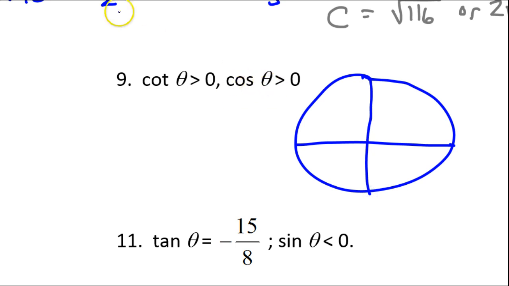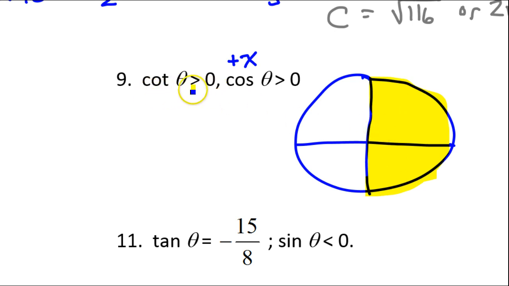Let's start with cosine because that's the simplest. Well, when they say cosine is greater than 0, you know that cosine is the x value. Greater than 0 means positive, so we need positive x values. x values are positive to the right of the y-axis. So that's going to be over here. So here's where the cosine is positive.